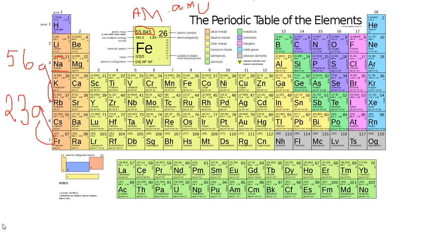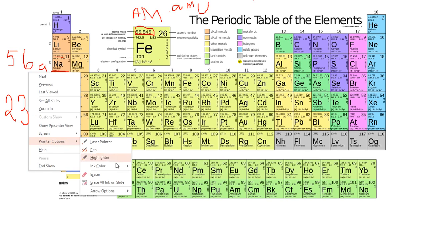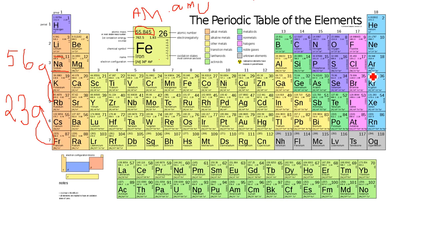Bear in mind that every single element in the periodic table has its own unique molar mass. Sodium we saw has a molar mass of 23 grams, iron has a molar mass of 56 grams, then we come to chlorine, which has a molar mass of 35.5 grams. Okay, so it's very simple to get the molar mass from the periodic table.